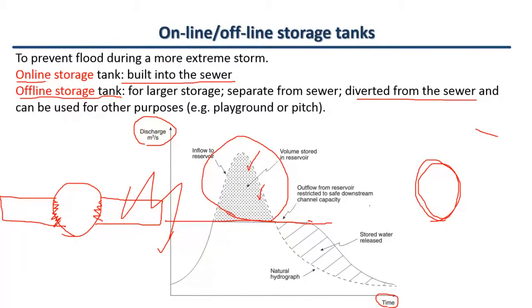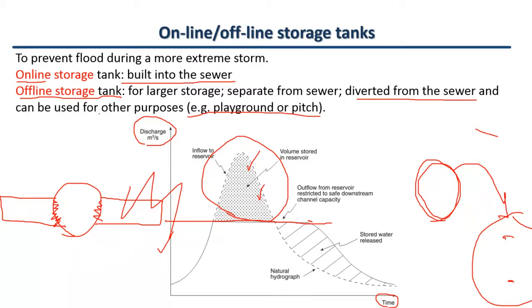You can divert the flood at the time of the flood to an area that is originally used for other purposes, not used for flood mitigation. For example, a football pitch or a playground. At the time of heavy rainfall, the flood can overflow onto that pitch, and that pitch can mitigate or attenuate the flood. So this is called offline storage.